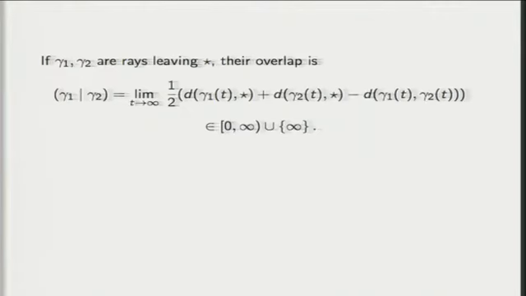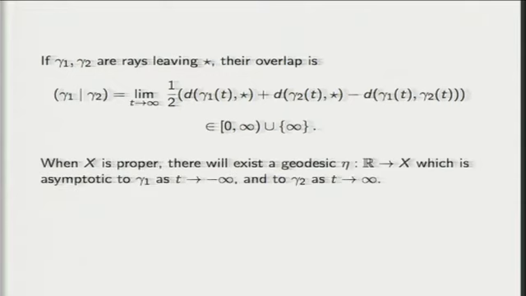So if you have two rays leaving the base point, the overlap is given by essentially the same formula, except you take the limit as points run out to infinity along the corresponding rays. And this overlap could be infinite. It'll be infinite if and only if the rays are asymptotic. Okay?